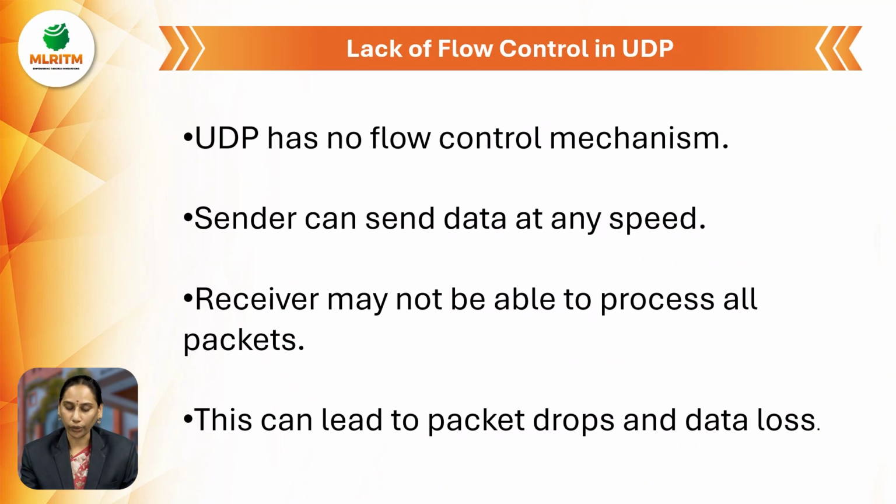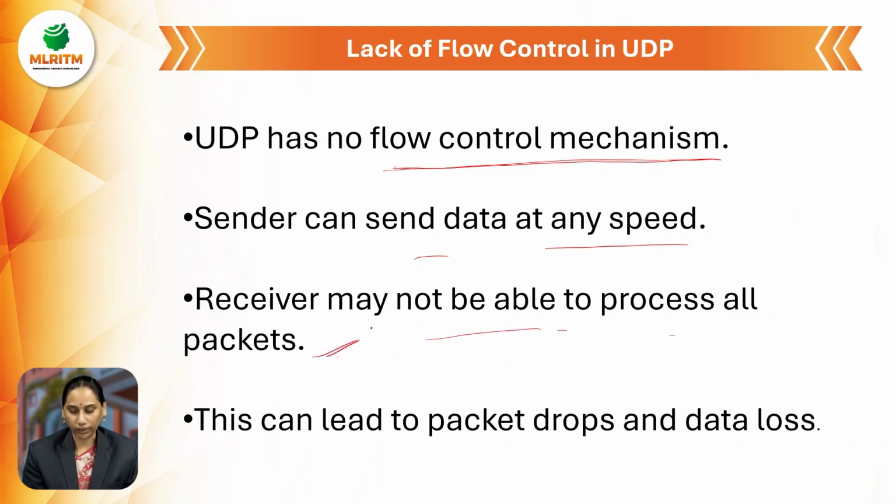Next, lack of flow control in UDP. UDP has no flow control mechanism. The sender can send data at any speed, while the receiver may not be able to process all packets. On the sender side, the sender can send data at any speed. On the receiver side, the receiver may not be able to process all packets. This can lead to packet drops and data loss.